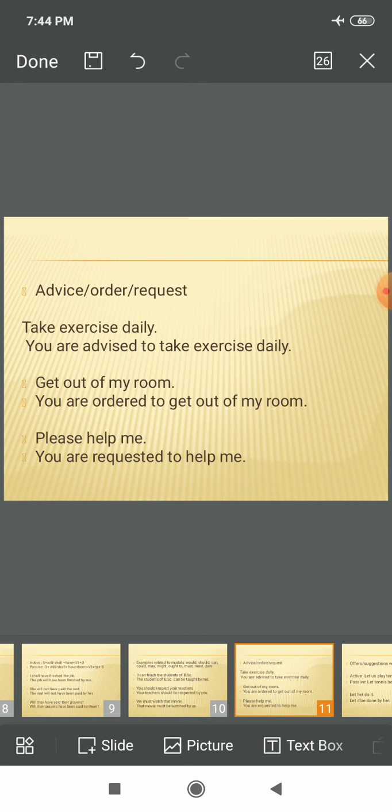How will we use it in passive? How will we use it in a polite manner? You are advised to take exercise daily. Because asking someone to take exercise is not a kind of order or request. It is just advice, right? You are advised. See the spellings carefully.